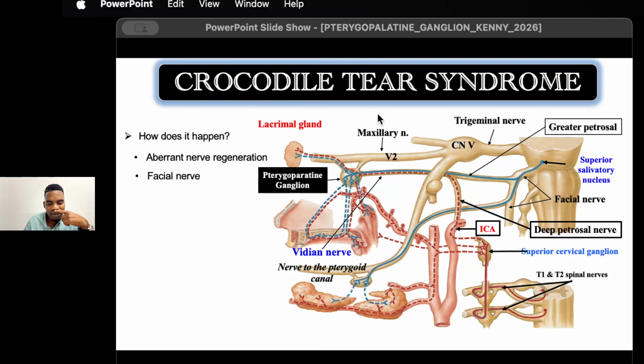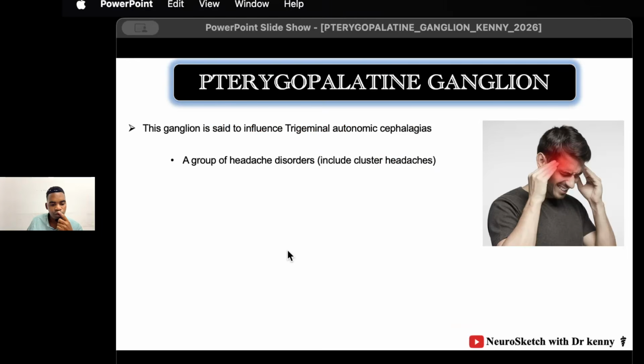and this is called the crocodile tear syndrome. And it is very disturbing. Imagine you are going to celebrate with your friends, and you're invited to different places, and while you're eating, you're shedding tears. Okay, so it can be treated with botulinum toxin, injected into the lacrimal gland, and that's your crocodile tear syndrome. The pterygopalatine ganglion is related to the group of headache disorders which are called the trigeminal autonomic cephalalgias.